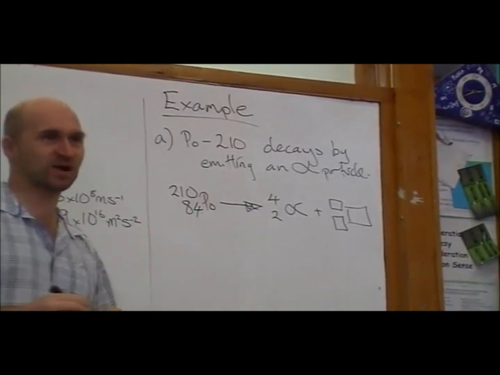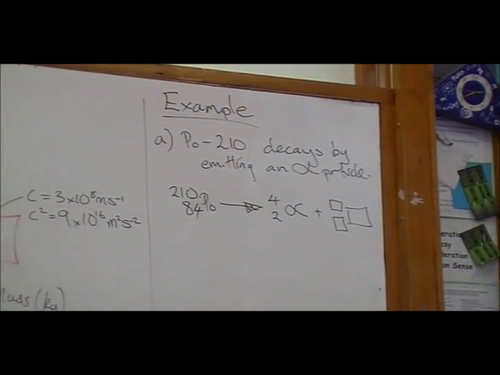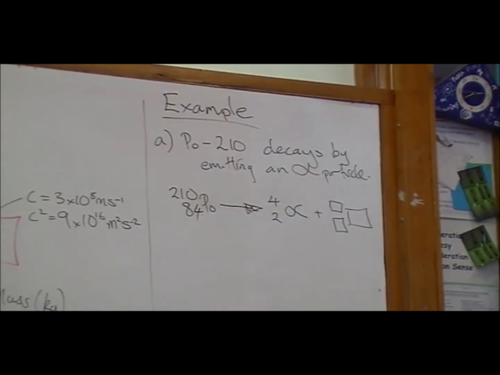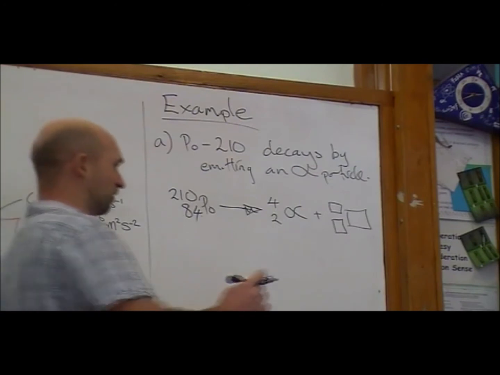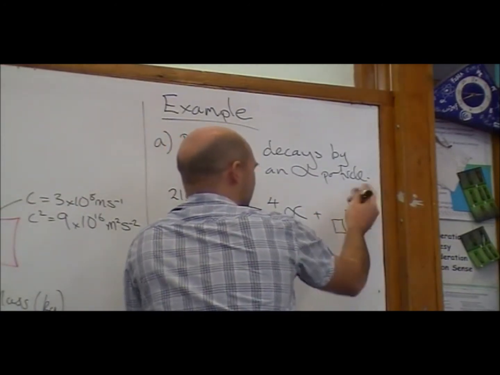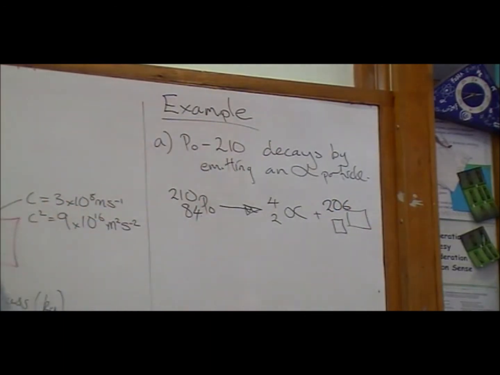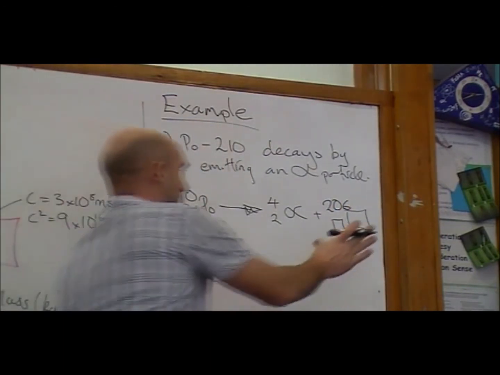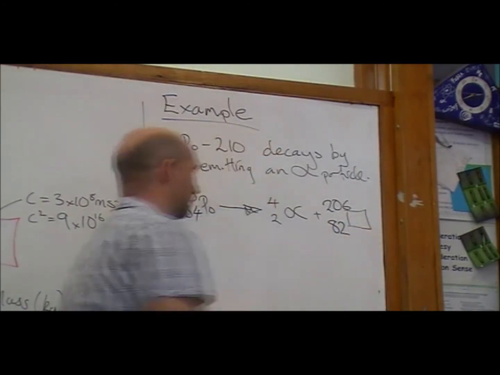Example. Polonium-210 decays by emitting an alpha particle. What's the thing that's formed? Who can conserve nucleon number? Which one's nucleon number, top number or bottom number? Top, so it would be 240. Oh no, not 240. It would have been 206. Nice. Who can conserve charge number? 82. Does everyone see how that's happened?